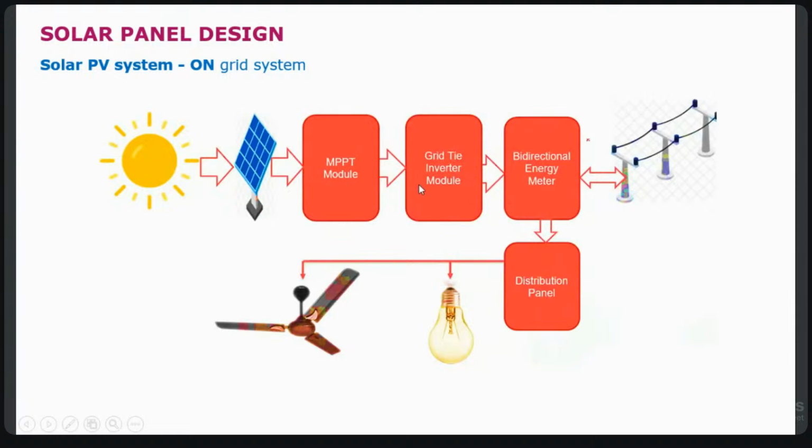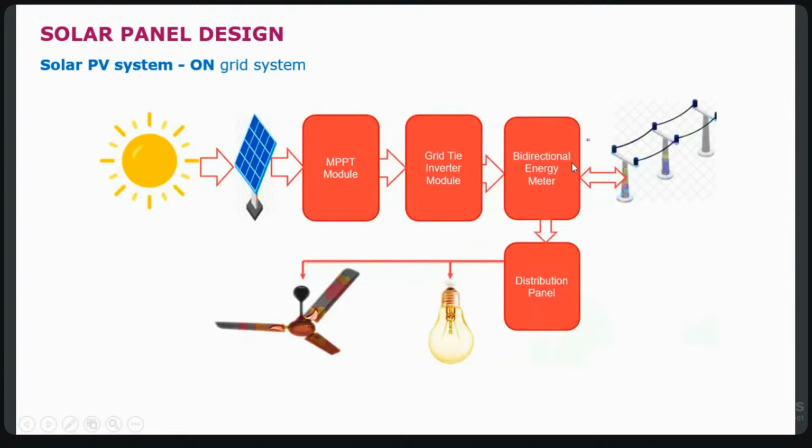In the market, you can get a 1 kilowatt grid system or 5 kilowatt also. We can develop 1 kilowatt and even 5 kilowatt. After this grid inverter, there will be a bidirectional meter. A bidirectional meter is nothing but an energy meter. It monitors how much energy is generated by the solar PV system and how much is utilized by the distribution part.